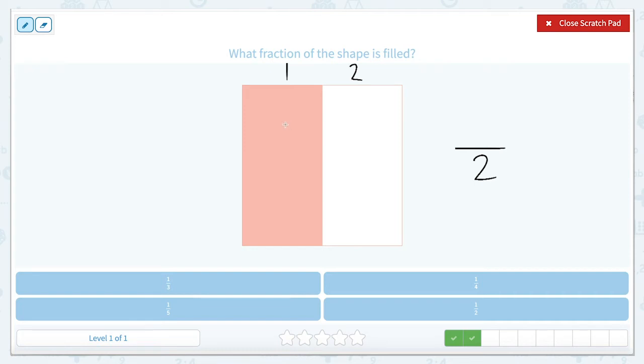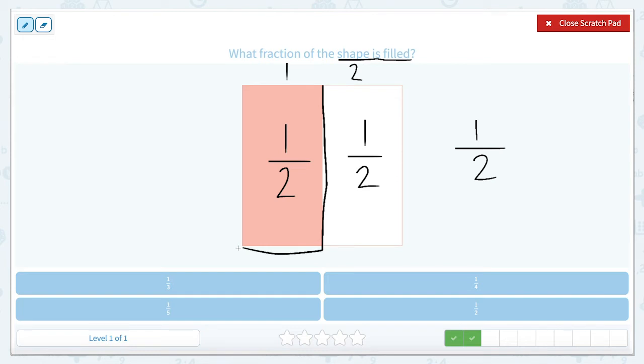And how many is each one equal to? Well, one out of the two pieces. So this piece is equal to one out of the two pieces. And this piece is equal to one out of the two pieces. So what fraction of the shape is filled? So let's find the filled piece. Let's see what that filled piece is equal to. Well, that would be one half. So let's look, see if we can find one half.